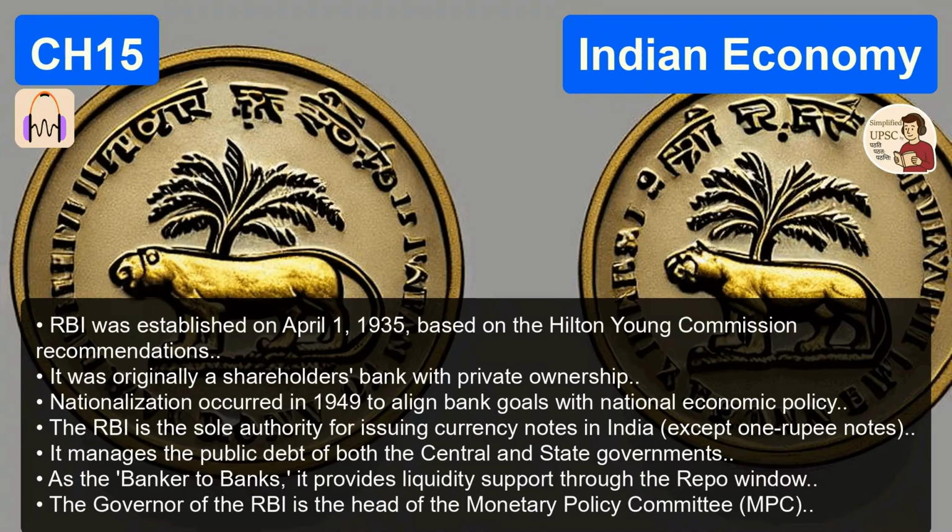Okay, 1935. But here is a detail from the text that surprises people. When it started, it was a private entity. It was a shareholders' bank. Wait, really? Private individuals owned the Central Bank of India? Yes, initially. It wasn't until 1949, after independence, that it was nationalized and became fully owned by the government of India. That makes total sense. You don't want the people controlling the entire money supply to be worried about their quarterly dividends. Exactly. A central bank needs to align its goals with the nation's economic policy, not private profit.